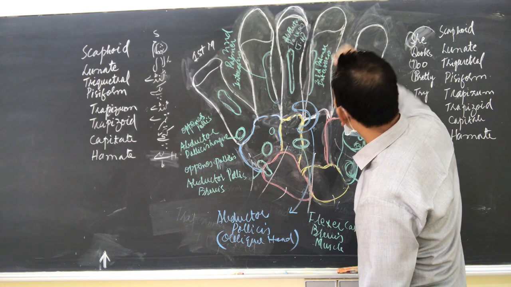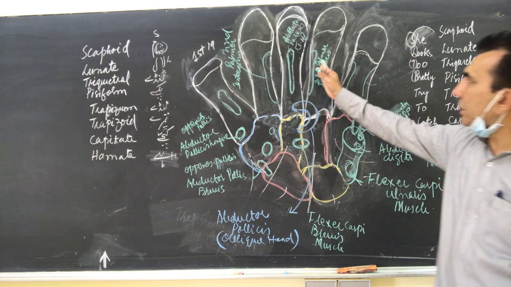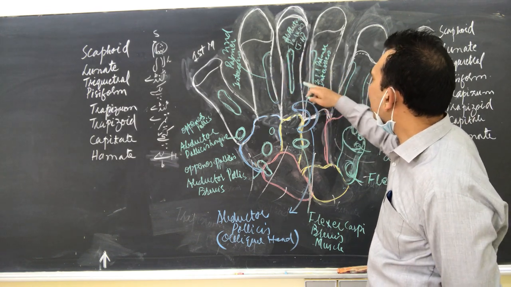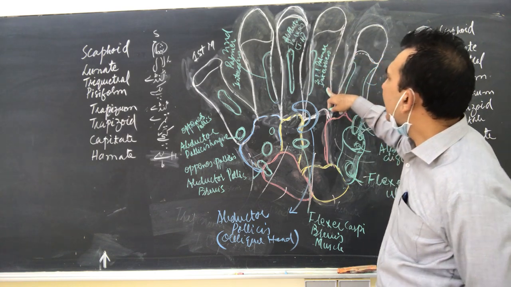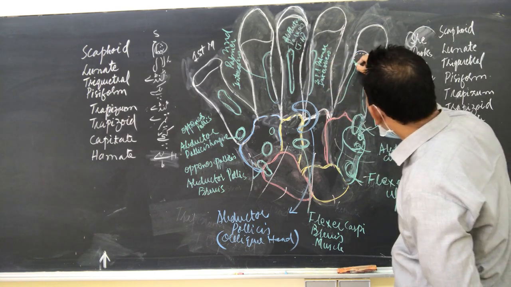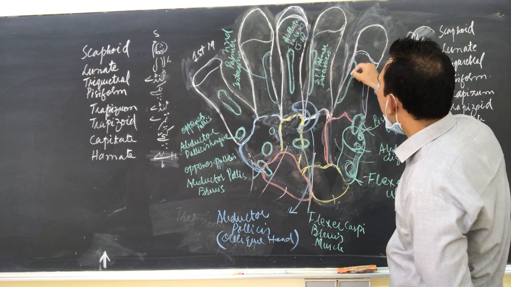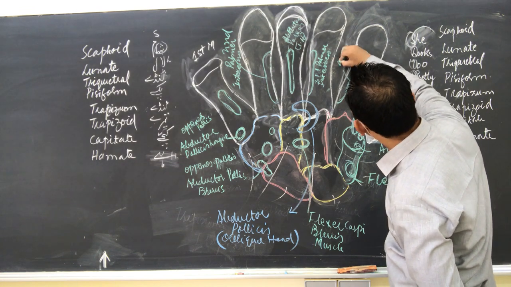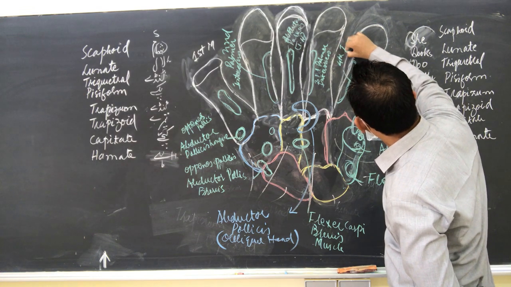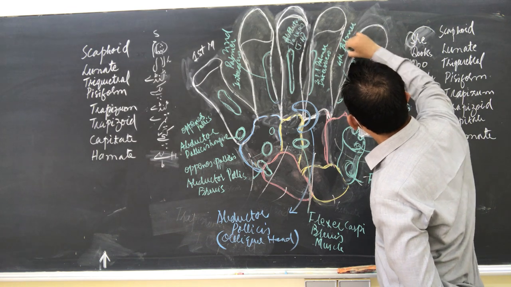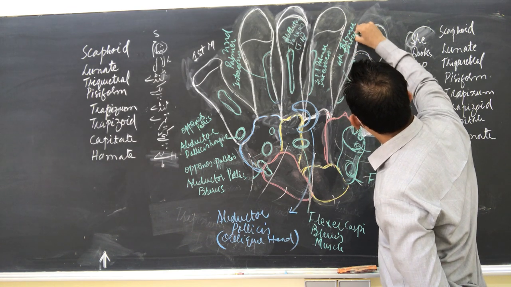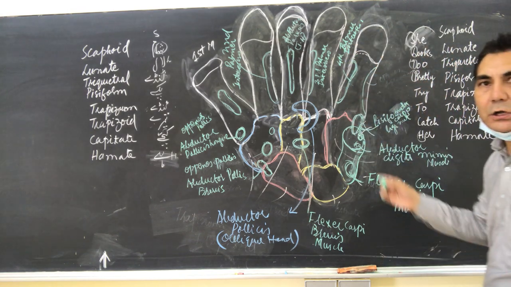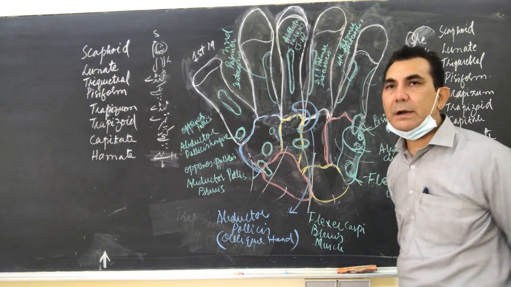Interosseous membrane, this area, the medial border of the fourth metacarpus, and the fourth metacarpus is for the third palmar interosseous membrane. And the fifth one, the medial border of the fifth metacarpus, and this area is for the fourth palmar interosseous membrane. Interosseous membrane is attached over here in the medial border of the shaft of the fourth metacarpus.